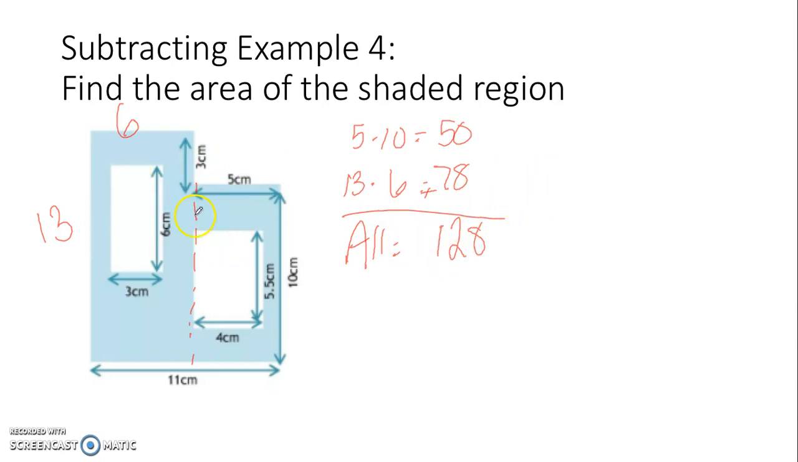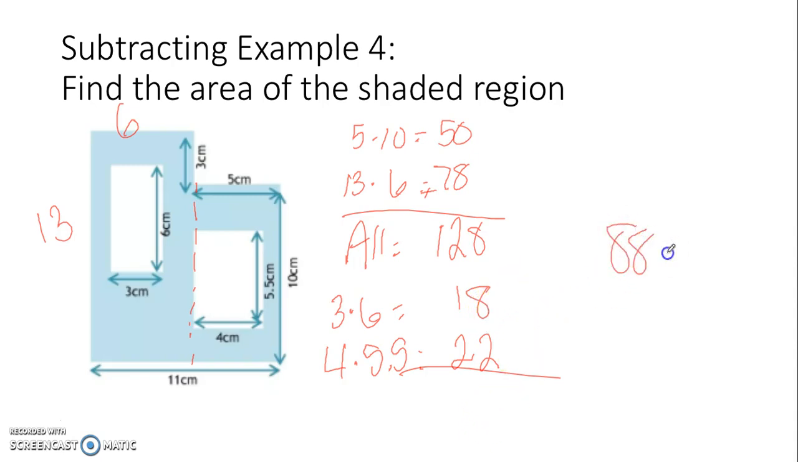Now we need to figure out what these little areas are so we can subtract. The first one is simple, 3 times 6, which is 18. And the second one, 4 by 5.5. 4 times 5.5 is 22. Now to remove those from the region, we do 128 minus 18 minus 22, which is 88. So we did it. The area of just the shaded region is 88 centimeters squared.